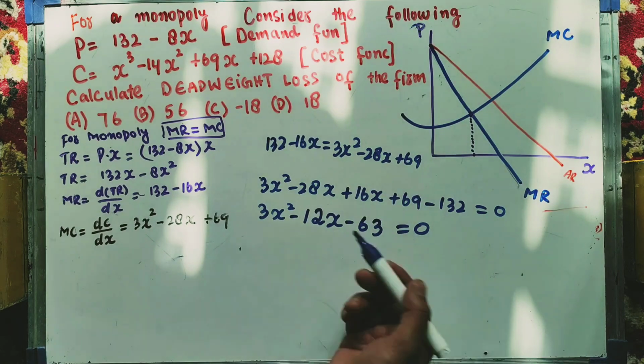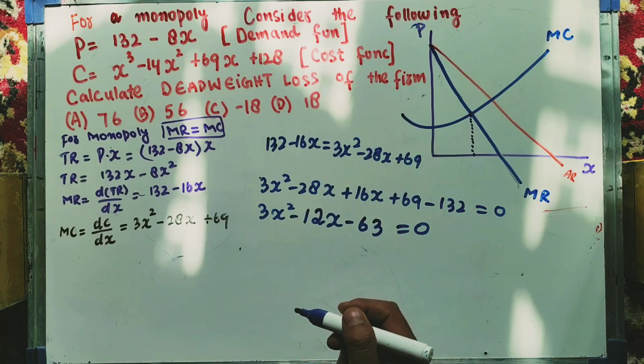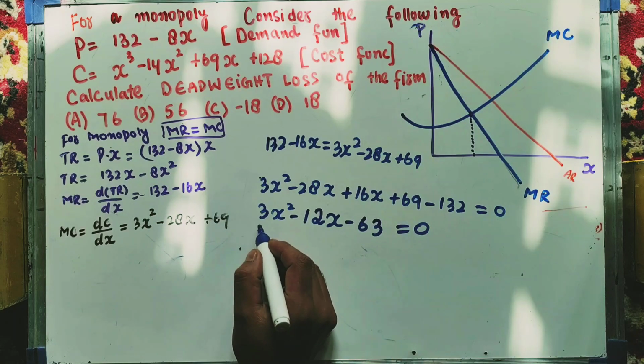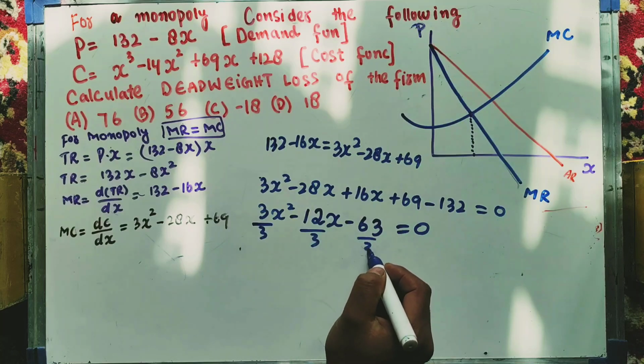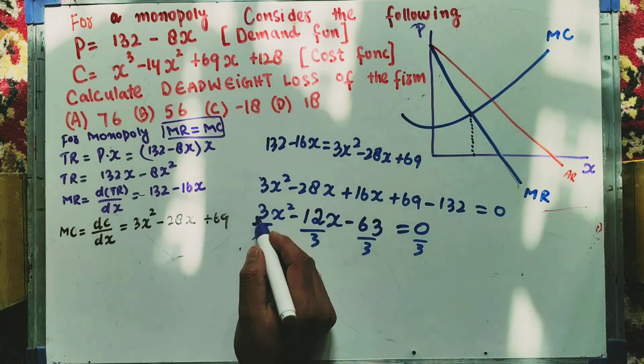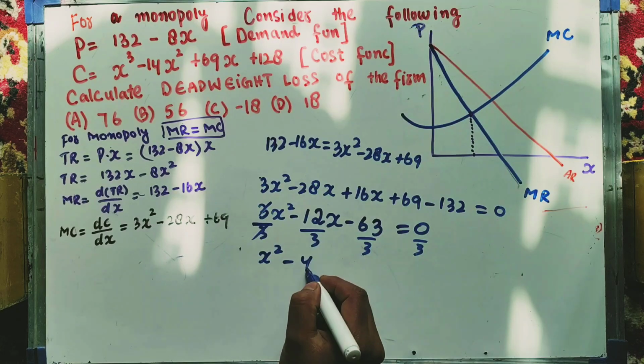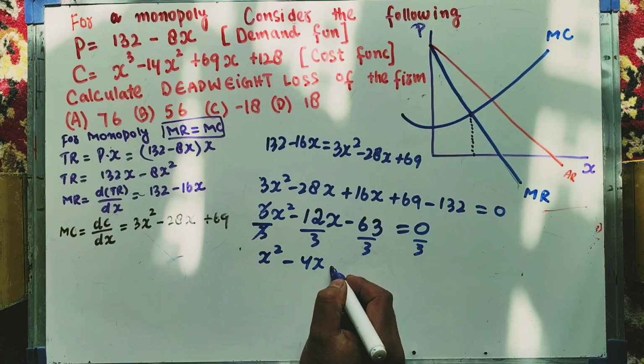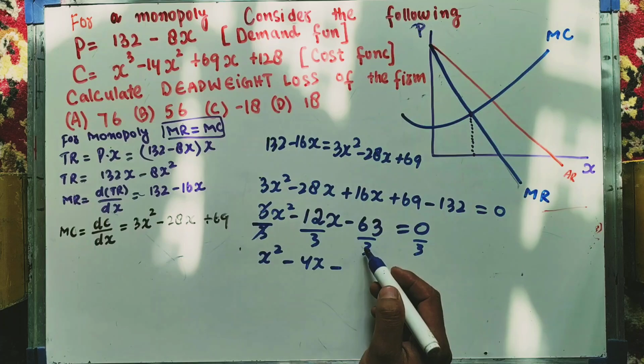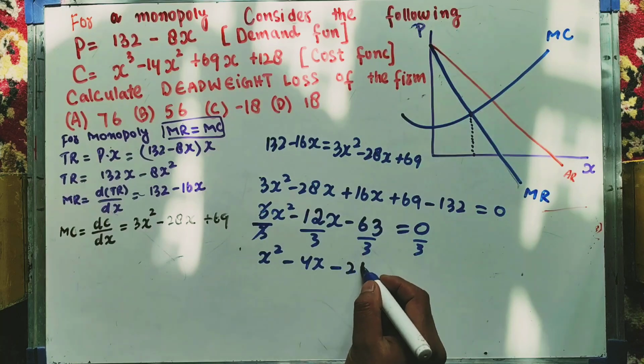So let us first divide both sides by 3, since all the terms are divisible by 3. Dividing by 3 here, here, and here, so this 3 gets cancelled. 3 ones are x square minus 4x, minus 3 2s are 6, 3 ones are 3.